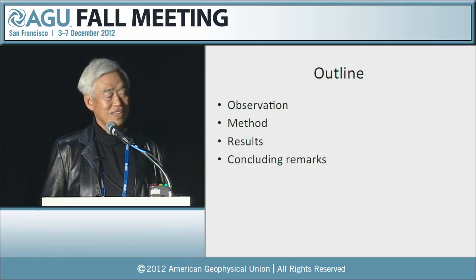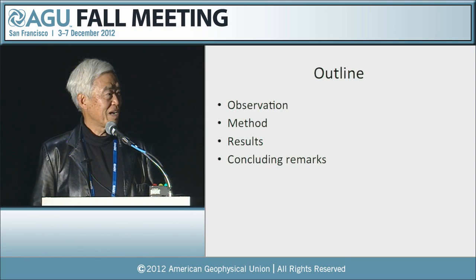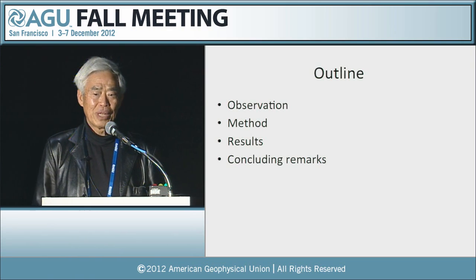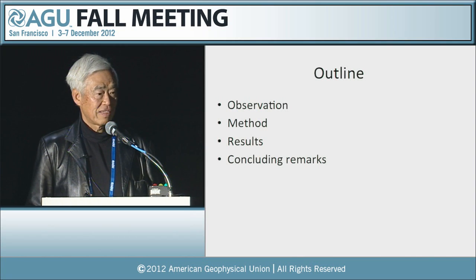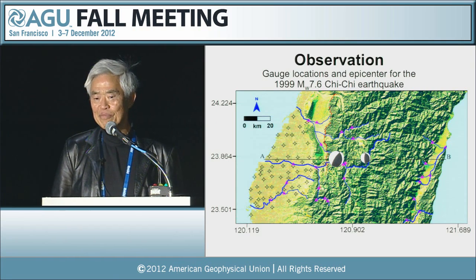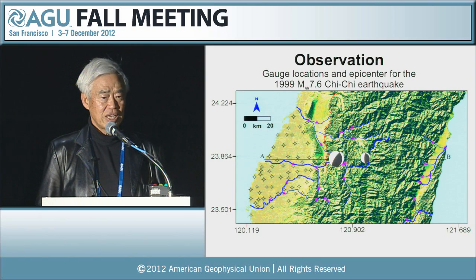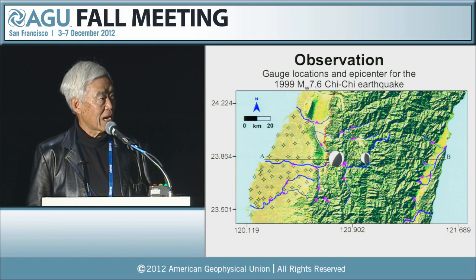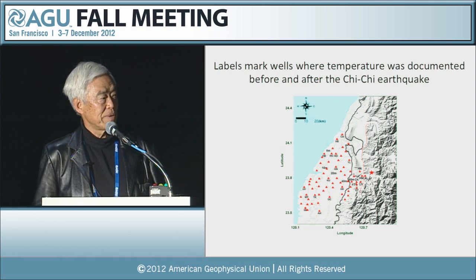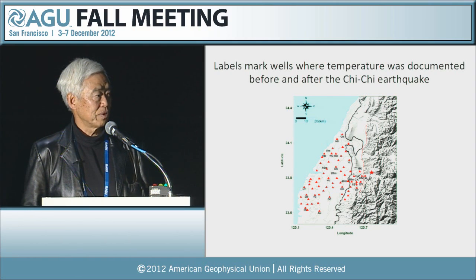And here's the outline. There will be a change of pace from laboratory and simulation-based studies to field-based studies. So we will first start with observations, followed by method, results, and concluding remarks. Okay, the observations came from the change of temperature in wells in Taiwan after the Chichi earthquake. The well locations are marked by the open circles, and the epicenter of the Chichi earthquake is marked by the baseball field. And the wells with temperature measurements before and after the earthquake are labeled.